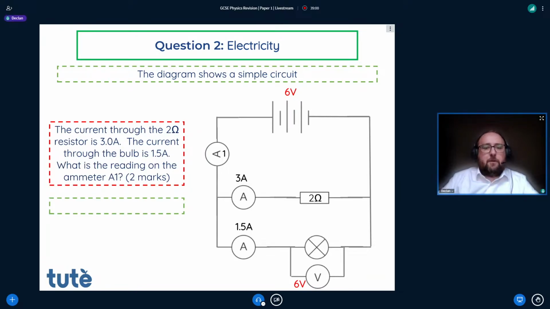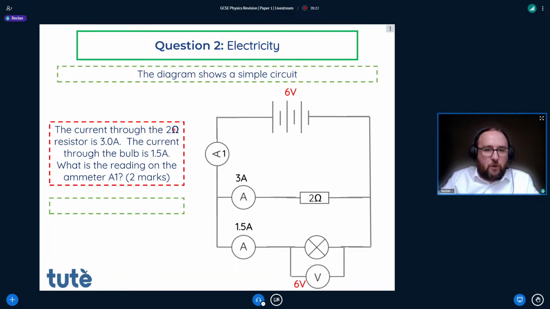Now we've got another question about this circuit. So the current through the 2 ohm resistor is 3 amps. The current through the bulb is 1.5 amps. What is the reading on the ammeter A1? 2 marks. Sometimes they like to give us bits of information that aren't relevant to what we're doing. It might be relevant later on, but it's not relevant to start with. So this question's done exactly that.